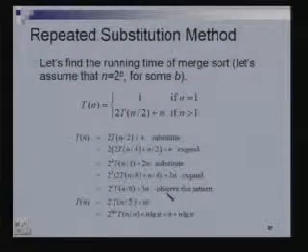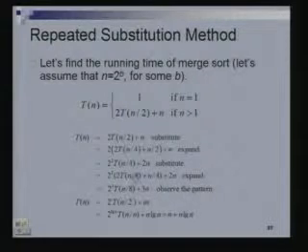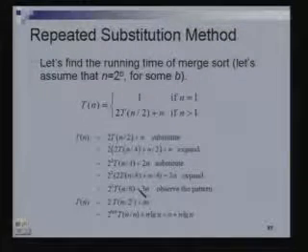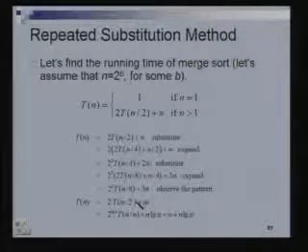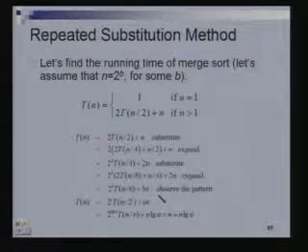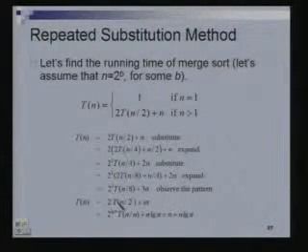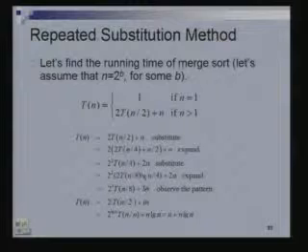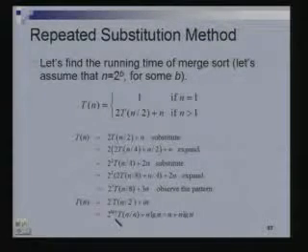Now I have to observe a pattern. What is it that's happening? I get 2 squared times T(n/4) plus 2n, then 8 times T(n/8) plus 3n, and so on. So in general, after I have done this i times, I get 2 to the i times T(n/2^i) plus i times n. That is what the 3, the 2 and the 1 here mean.